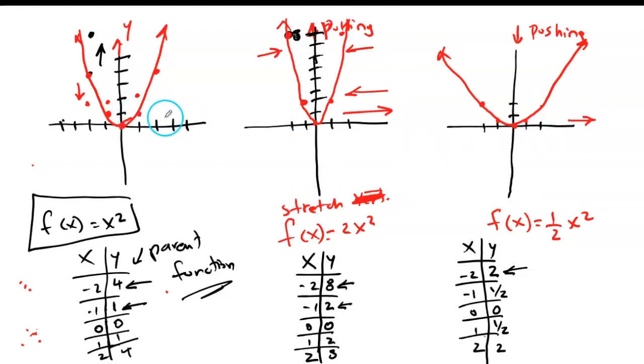Now let's look at horizontally. Originally it was here, now it's here. So technically I'm pulling this graph. I'm pulling to the right. I'm pulling this arm to the right. So this is a stretch horizontally. Compress vertically, but stretch horizontally.